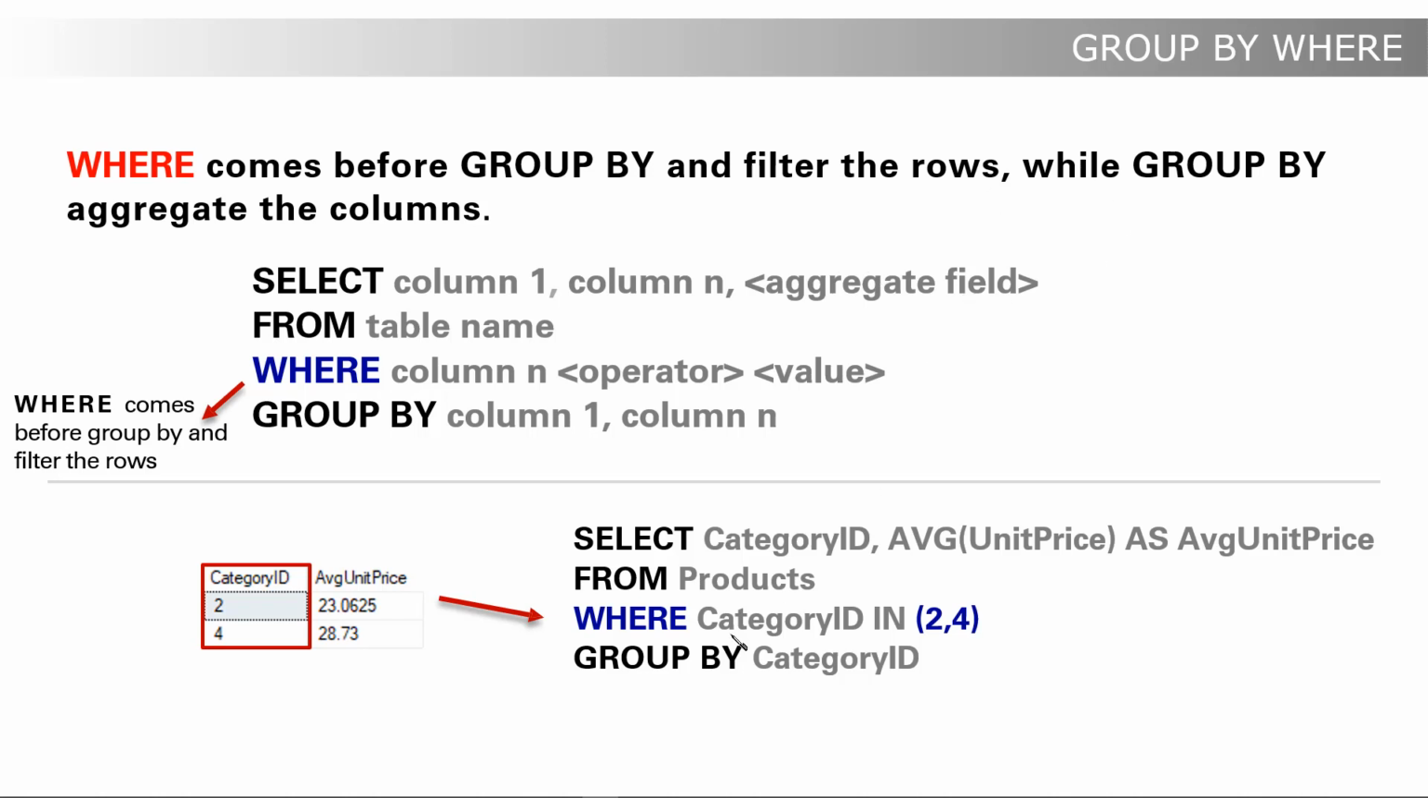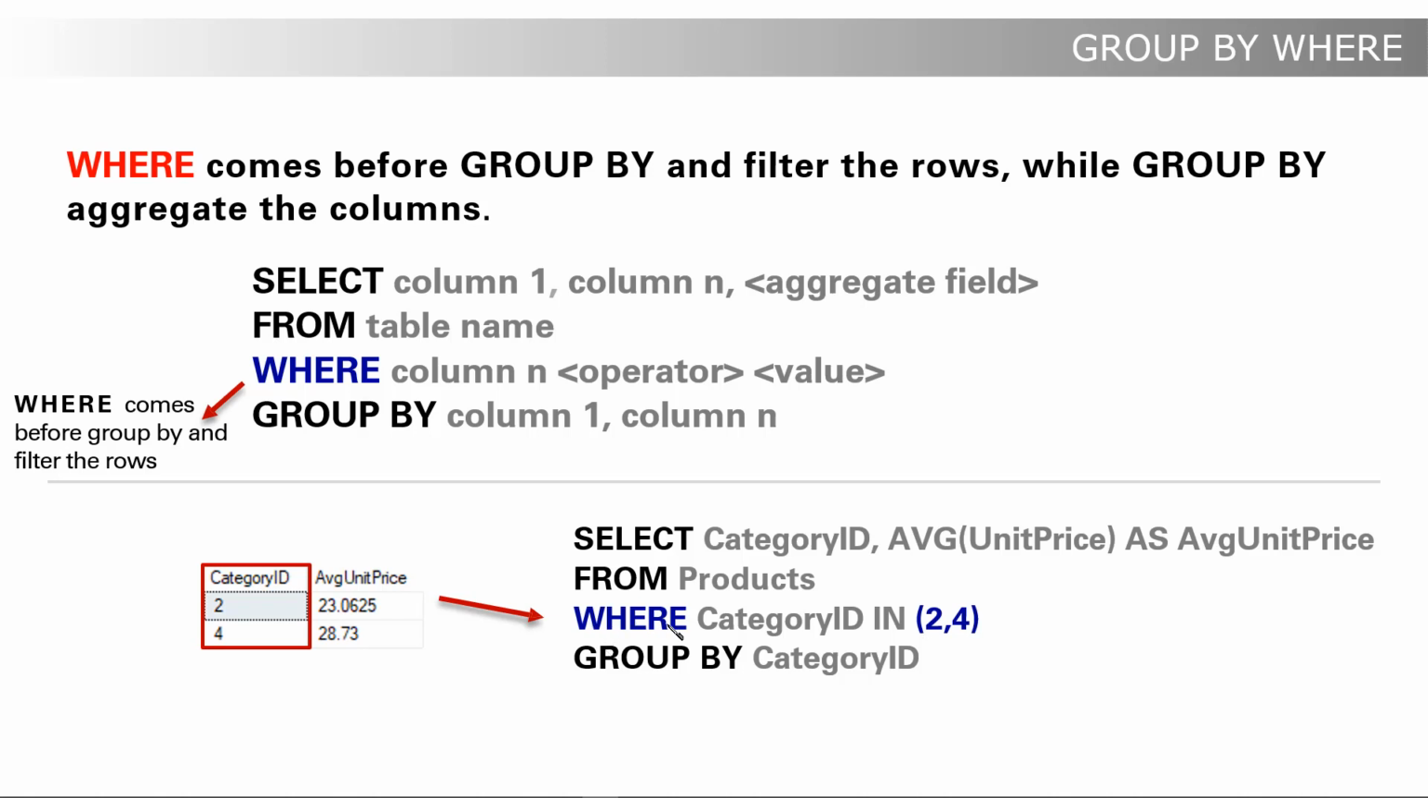Let's see the example. Here we have SELECT category ID, comma, the average unit price FROM the product table. If we use average, then we have to insert GROUP BY the category ID. And the WHERE is filtering the rows in the category ID. If we don't want to use all rows in category ID, 1, 2, 3, 4, and so on, we just want the rows of the category ID that are 2 or 4.